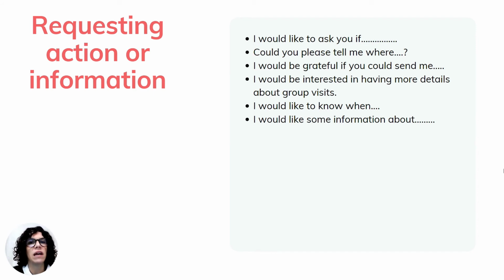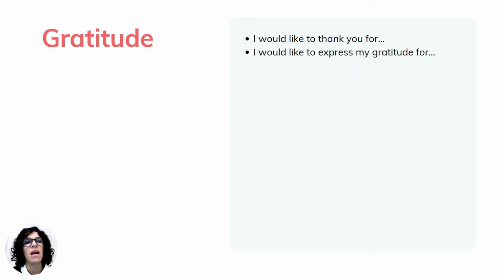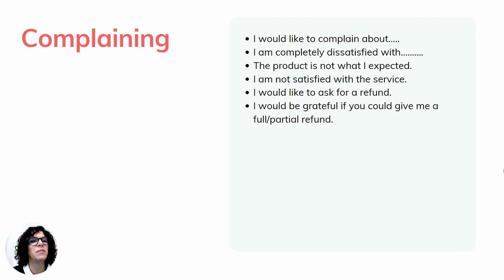So you have: I would like to ask you if, could you please tell me where? I would be grateful if you could send me. This is one of my favorites. I would be interested in having more details or more information. I would like some information about this and that. So you're making your request more formal by adding these indirect expressions. Of course, sometimes you will have to express gratitude, so remember to start with I would like to thank you, I would like to express my gratitude for, and make it more formal.